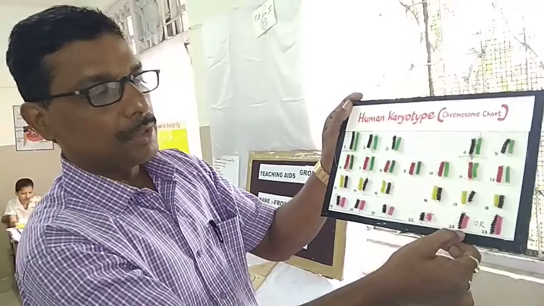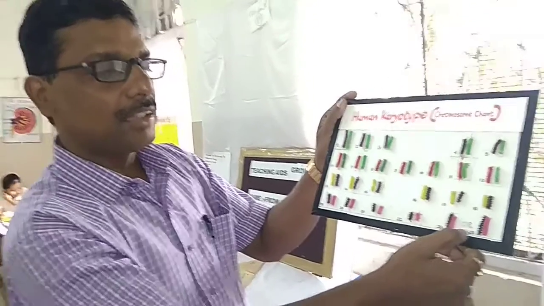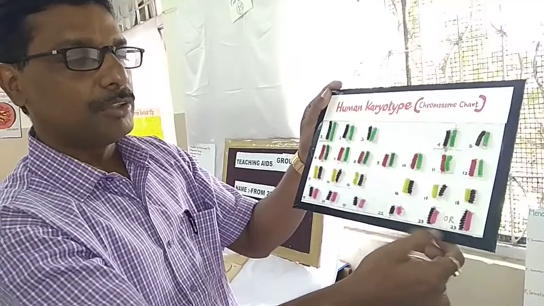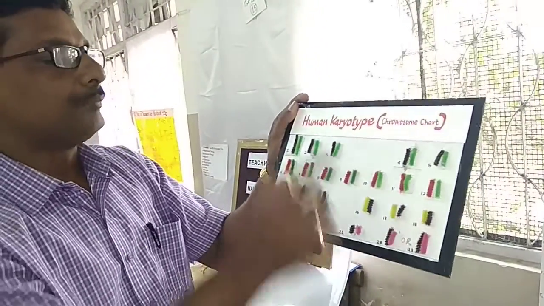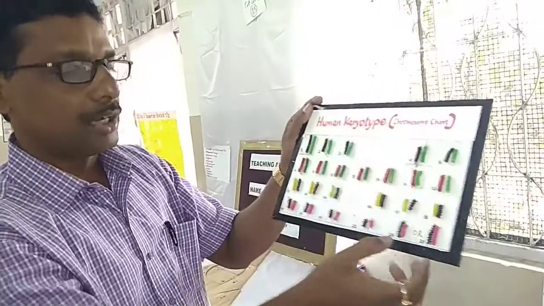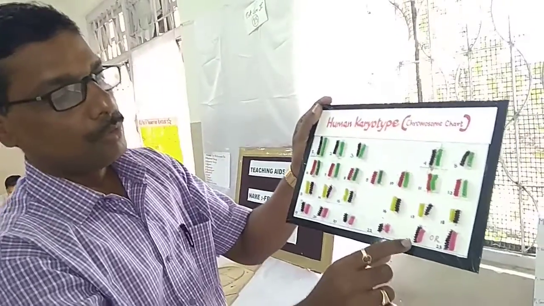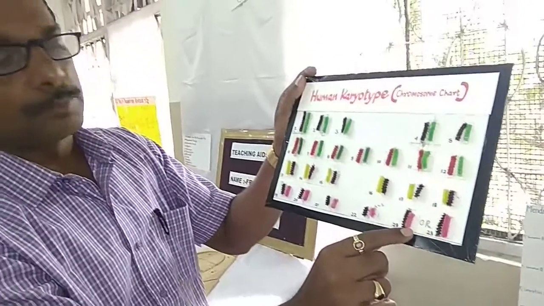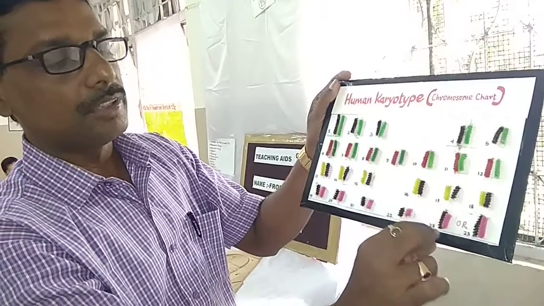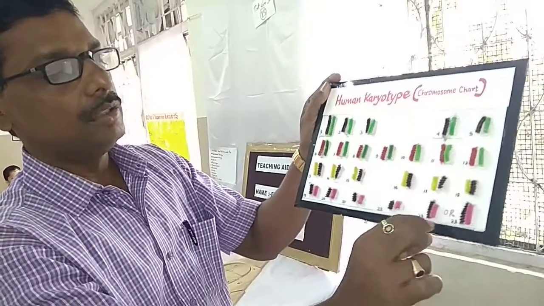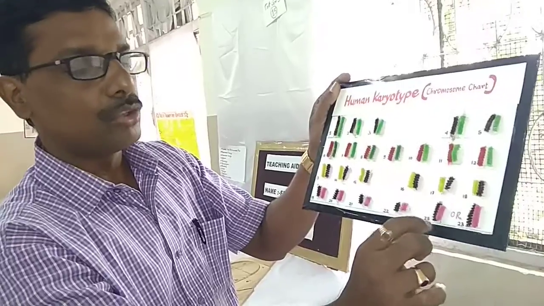Look at the 23rd pair, here it is XY. Its basic purpose is to show the difference between the two sides, and what will happen if a change in the chromosome takes place. It is a human karyotype chromosome chart. Look at the 23rd pair: one chromosome is big, one chromosome is small. If this type of gender chromosome is there, then what is going to be formed?